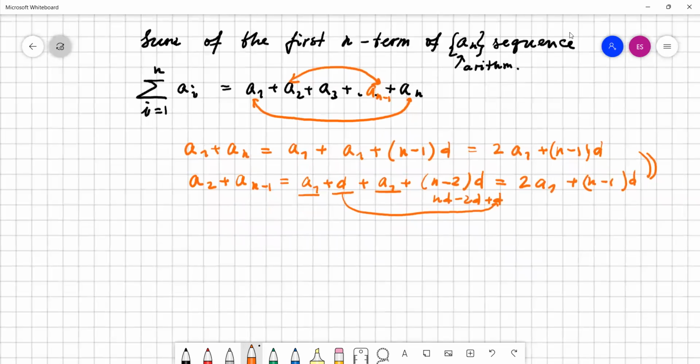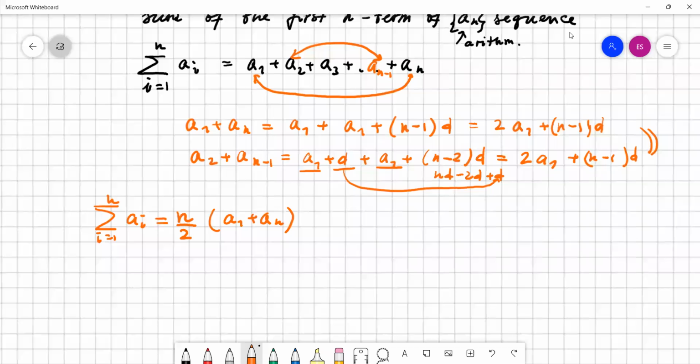Well, the amount of pairs, if we have 10 numbers, is going to be what? 5, right? So we take n and divide by 2. What is going to be the sum of the pair? Well, you can just write a1 plus an. You don't need to worry about this. And that's going to be the sum of n terms from 1 to n. Now, that's a formula, actually.